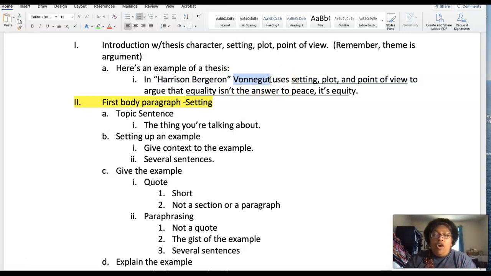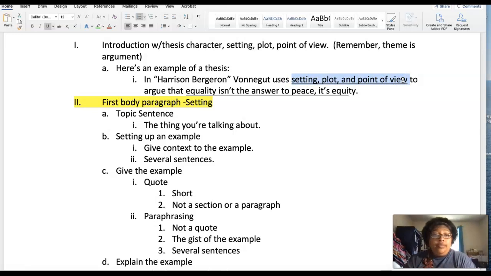You're going to write the author's name. More than likely you would have already introduced the writer in your intro. So if it's not the first time you're introducing the writer, then you're going to use their last name. But if it's the first time you're introducing the writer, then you'll use their entire name. Then you're going to say what you're looking at, setting, plot, and point of view for this example.